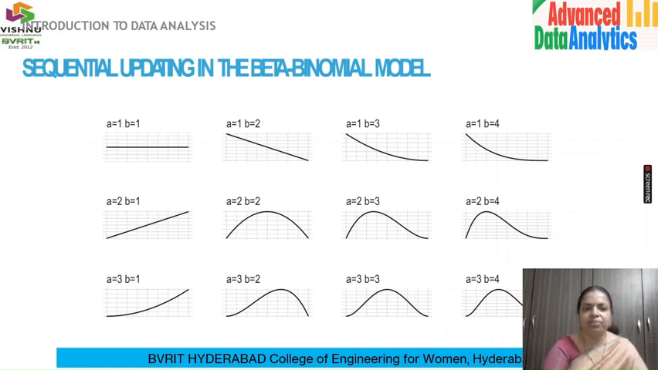And sequential updating in the beta binomial model. So initially I have the values a equals 1 and b equals 1. So whenever we make a sequential update of the values of a and b, that will go in different directions, as you can see in the values. Okay, so we will find out the model performance based on the update of our beta values.